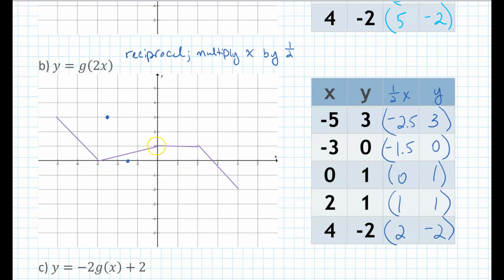0 doesn't change. And then we've got this point here, it's at +2, and 1/2 of that is 1, so that's going to move it here. And we have this point here, it's at x equals 4, by 1/2 takes it to x equals 2. And again, we'll connect those.